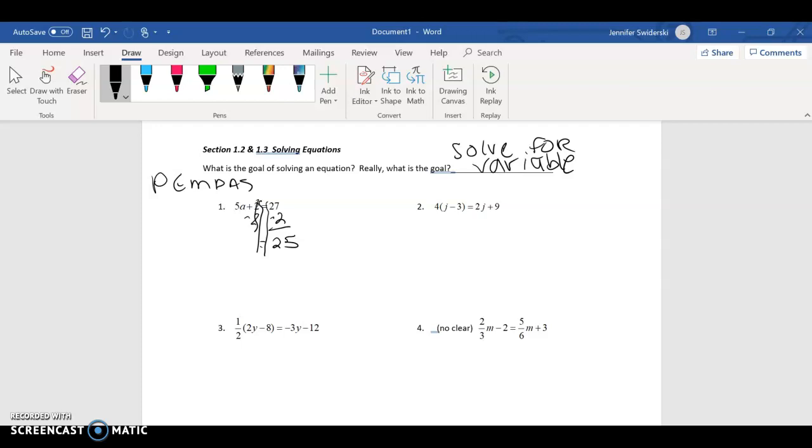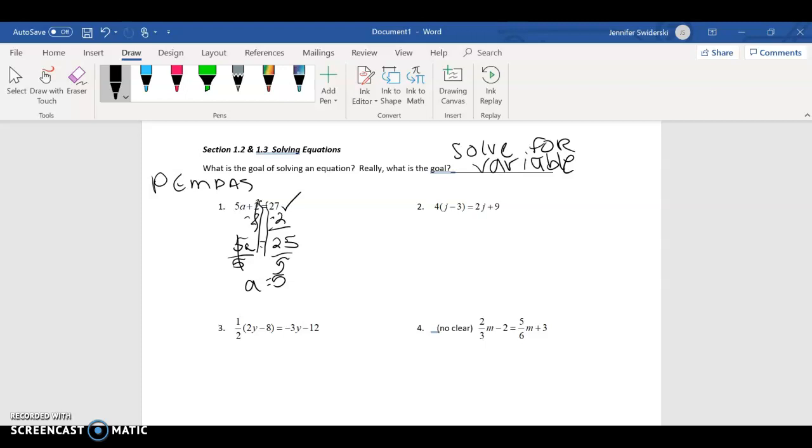You have 25 is equal to 5a. Opposite of multiplying is dividing, so I know I need to divide both sides by 5. So a is equal to 5. I can go ahead and plug 5 back into my equation. 5 times 5 is 25. 25 plus 2 is 27. Yes, that math is correct.